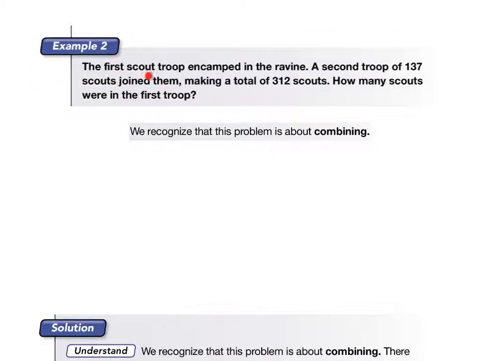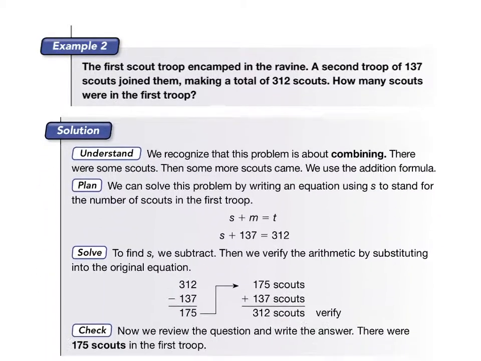Okay. Example 2. The first scout troop encamped in the ravine. They went camping in the ravine. A second troop of 137 scouts joined them, making a total of 312 scouts. How many scouts were in the first troop? We should recognize that this problem is also about combining because it talks about making a total. So that's your key word. All right, so let's see the solution to this.